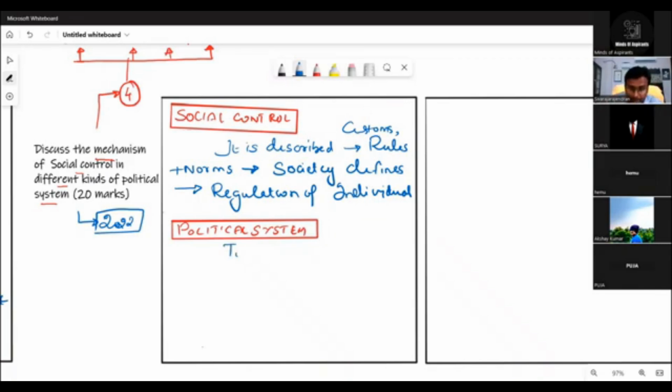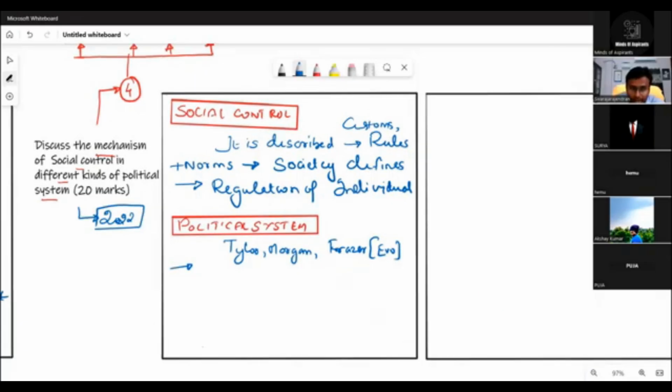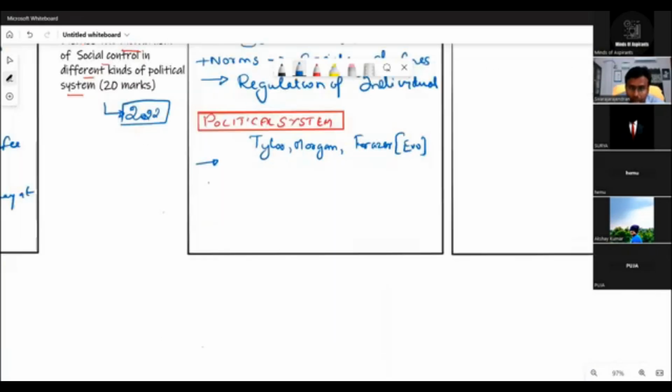I will bring, for example, Taylor, Morgan, Fraser, who are called evolutionary thinkers. They said that there is an evolution of political system from band, tribe, chiefdom, state. Am I correct?